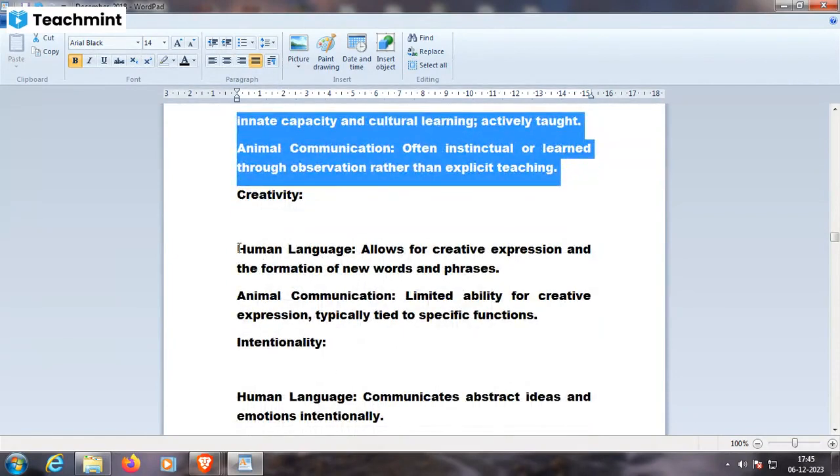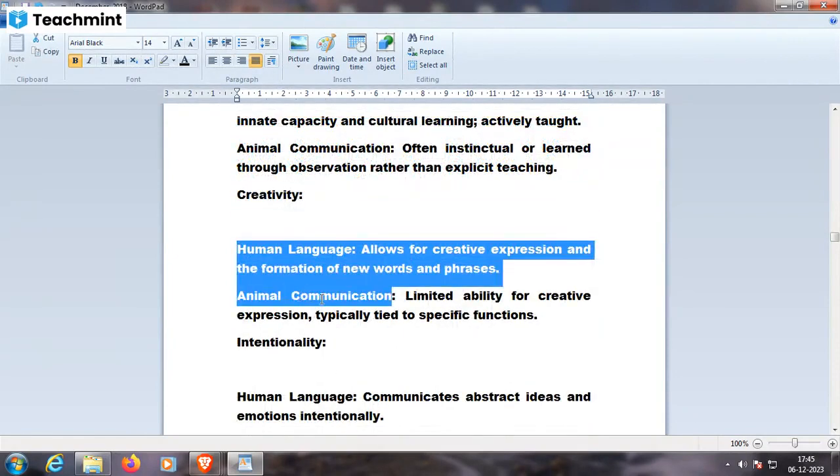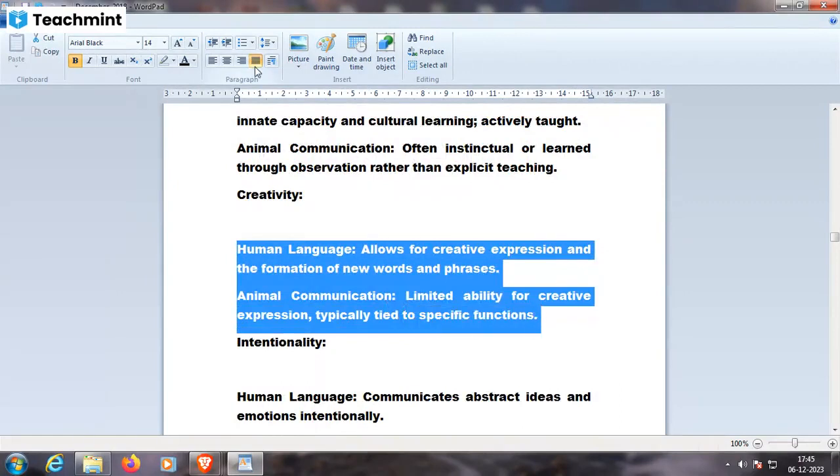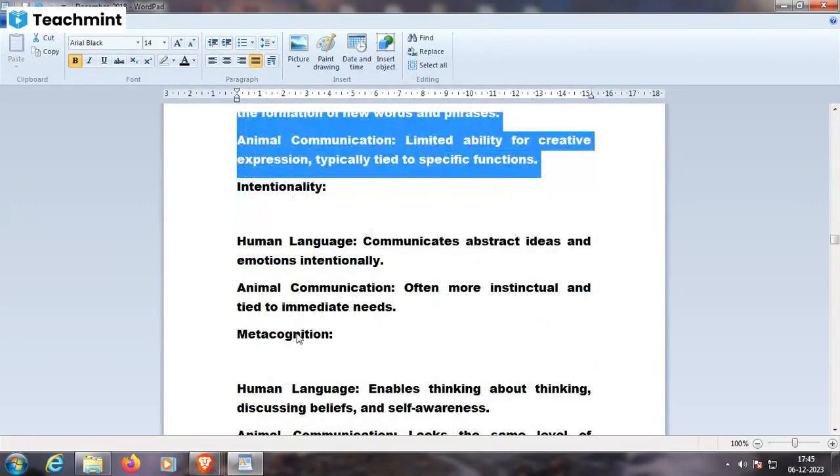Creativity: human language can create situations, what they want to express, but animals cannot do it. They have limited ability for creative expression. Then intentionality: human language contains intention, abstract ideas and emotions.